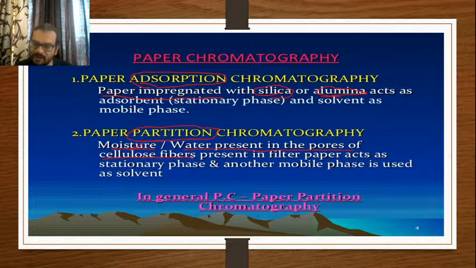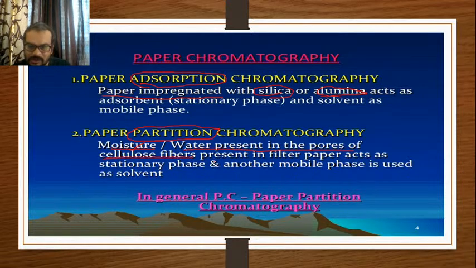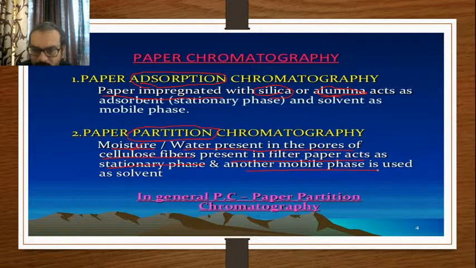Remember, the moisture and water will act as your stationary phase in case of paper partition chromatography. This moisture and water present in the cellulose fibers in the filter paper acts as a stationary phase. Another, the mobile phase, is used as a solvent, and the mobile phase we all know. We will have a discussion on how to choose the mobile phase also.